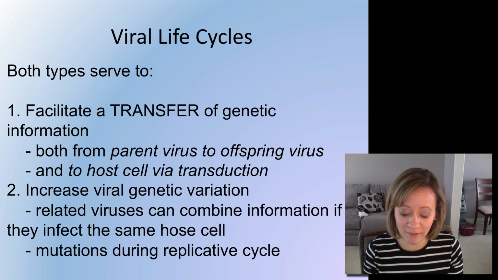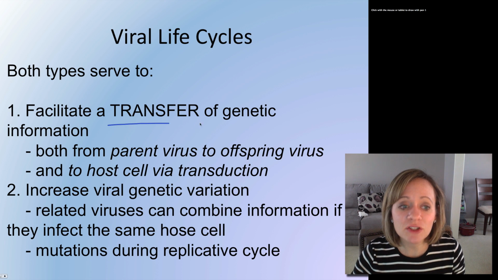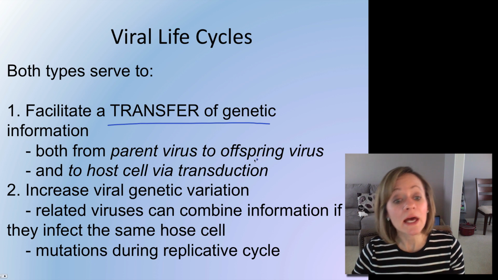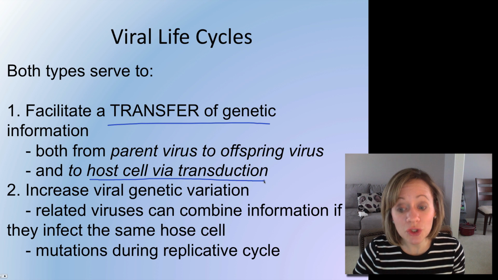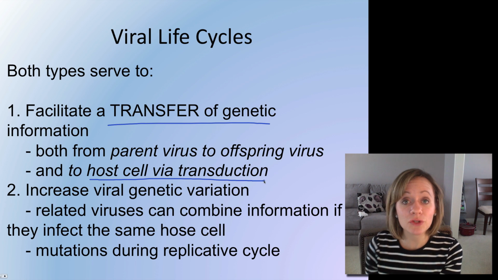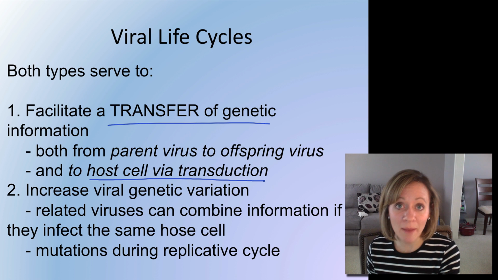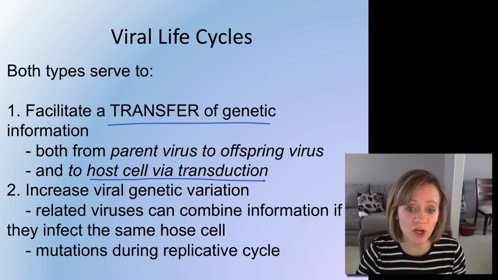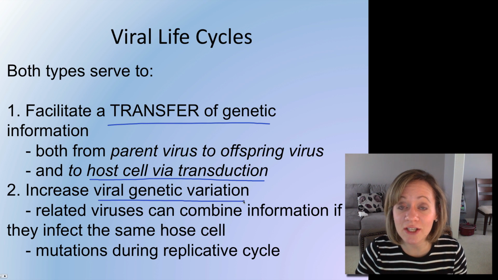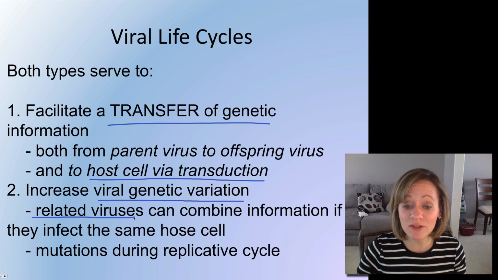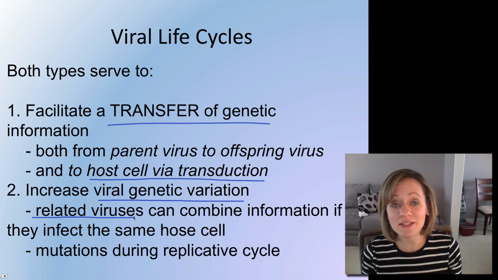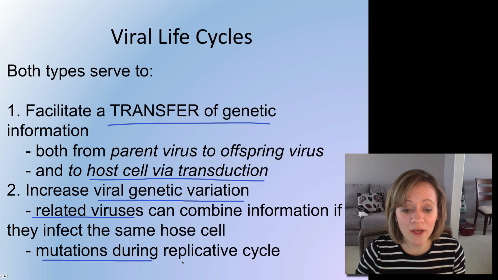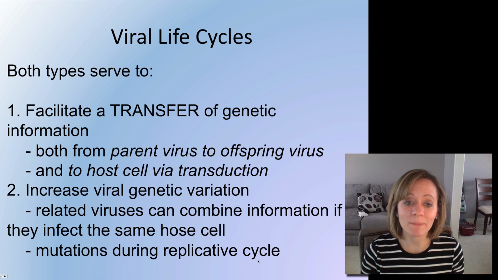Both of these viral life cycles have very important functions, though. Facilitated transfer of genetic information. So from parent virus to offspring virus, and from the original virus to the host cell, whether that be a human cell or a bacterial cell. These hosts can get new genetic material from the virus via transduction. Also, the virus itself can actually get genetic variation. If two related viruses, and this is pretty cool, combine in the same cell, they can actually combine information and get variation that way. And obviously, remember, as always, a virus can get variation through mutation.